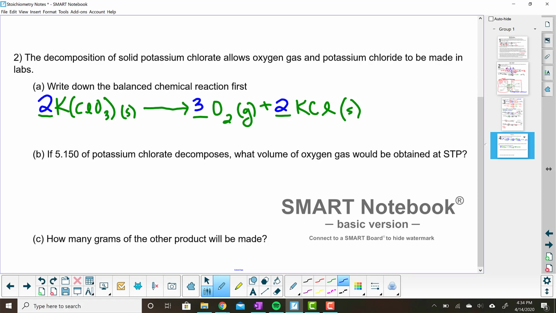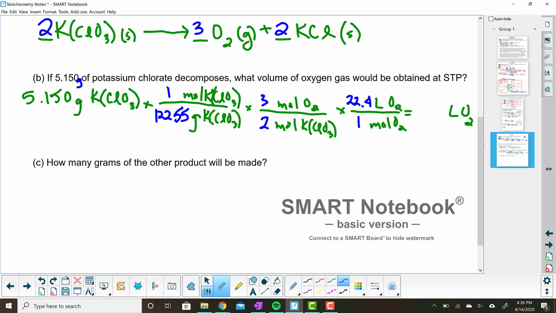Now let's see if you can do B that says if 5.150 grams of potassium chlorate decomposes, what volume of oxygen gas would be obtained at STP? So again, go ahead and pause the video, try to do that calculation. All right, so when you calculate everything out, it turns out we can make 1.412 liters of oxygen gas.